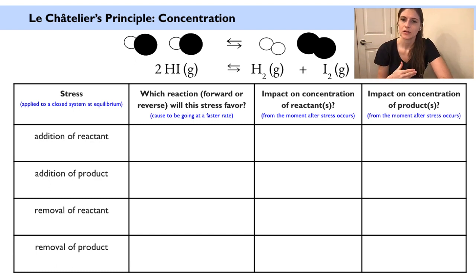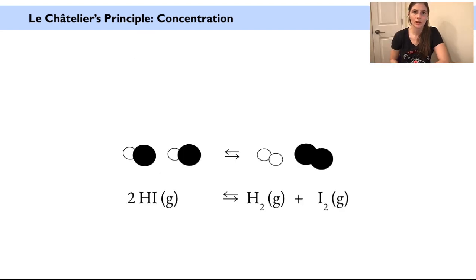And then the same thing goes for impact on concentration of products. It's the impact on the concentration right after the stress is applied. So let's think about the stress of adding reactant to the system. So in this case, our reactant is HI. Let's imagine this is the system at equilibrium. We've got forward reaction and reverse reaction occurring at the same rate.